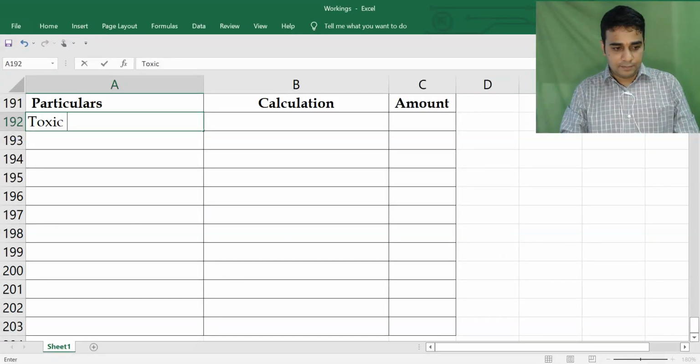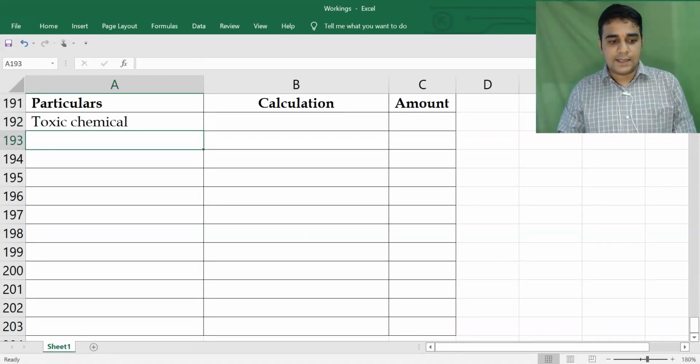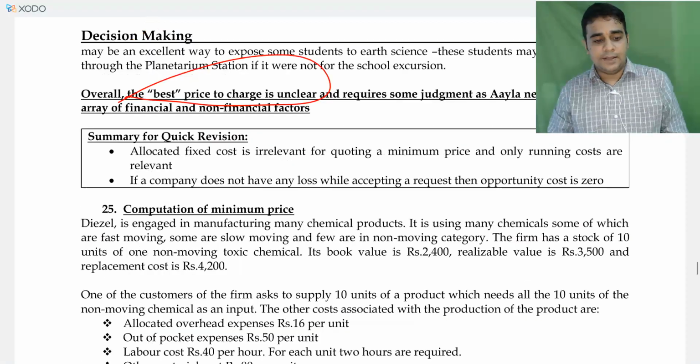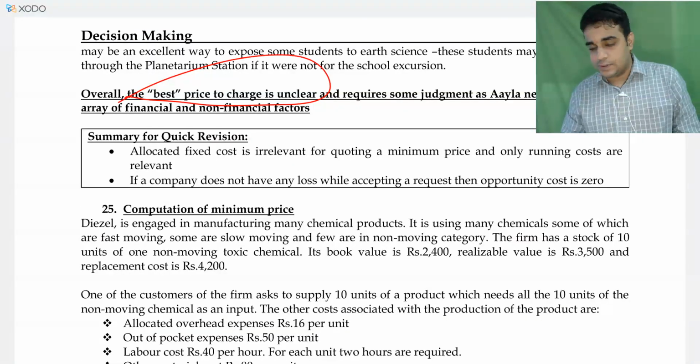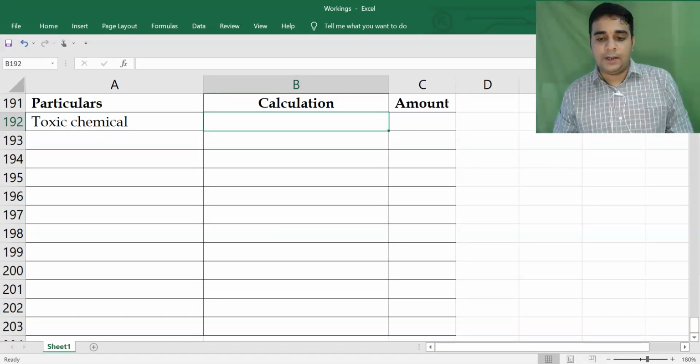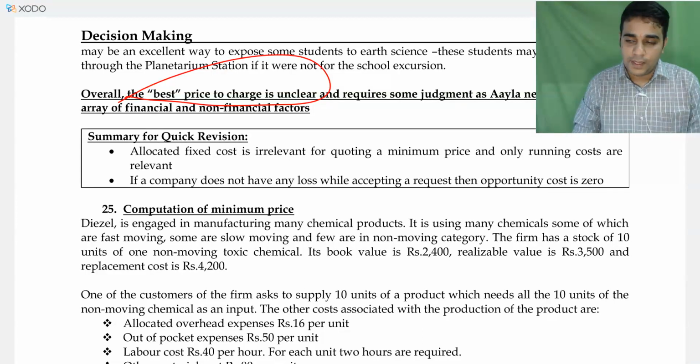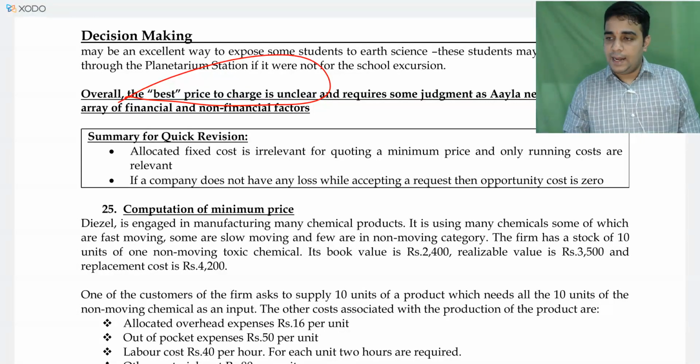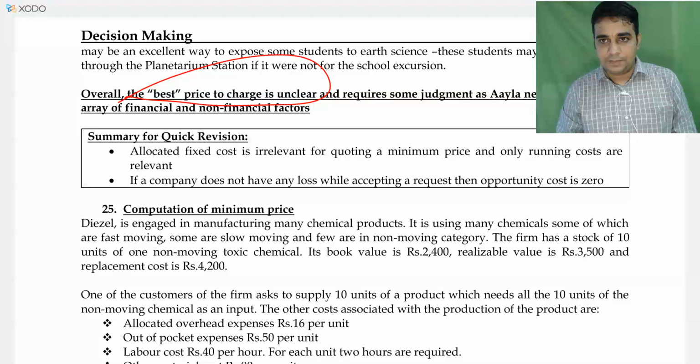Toxic chemical. That is the first raw material I will have to use. Tell me which category does it fit into and what is the relevant cost? Slow moving, realizable value. Slow moving item in stock. I don't have an option of substitute and nothing is given in the question. Realizable value is the amount.